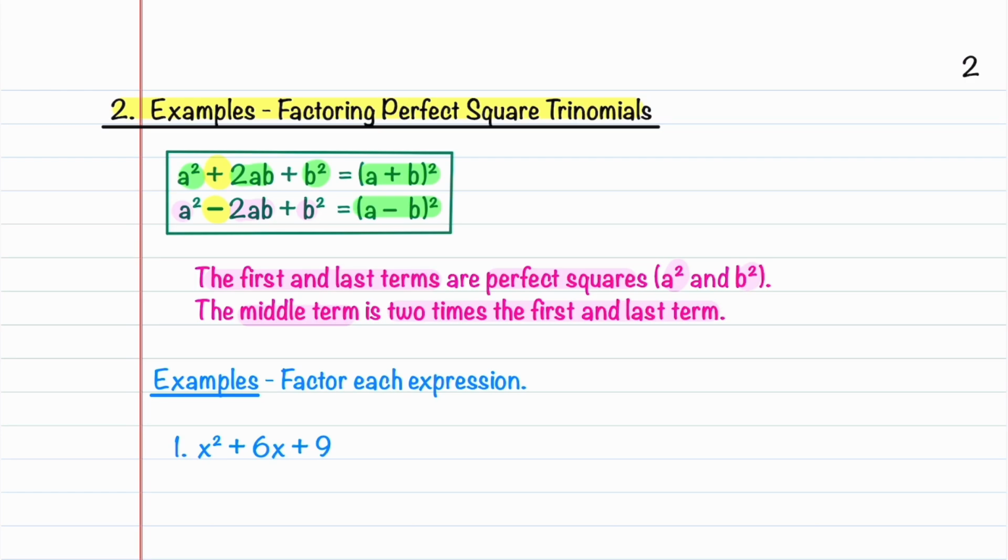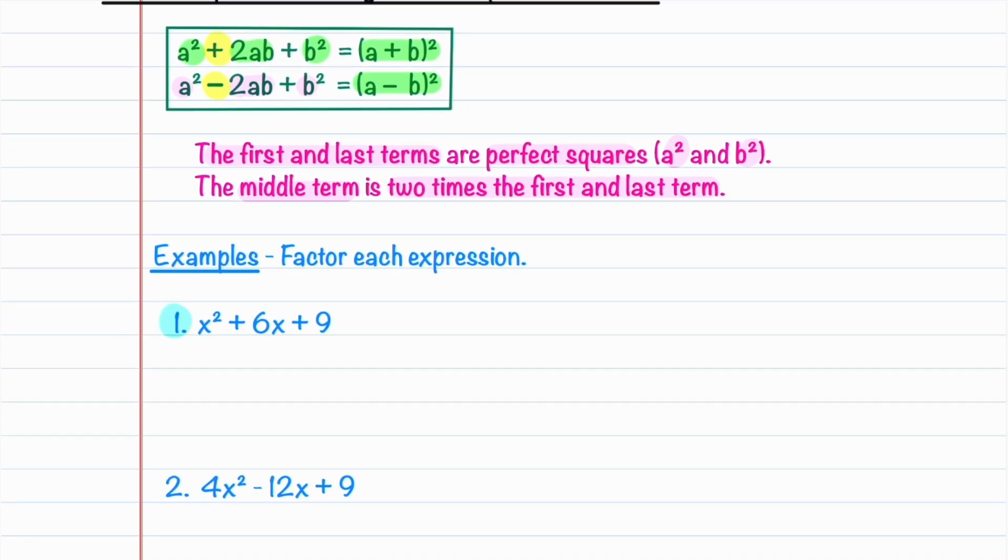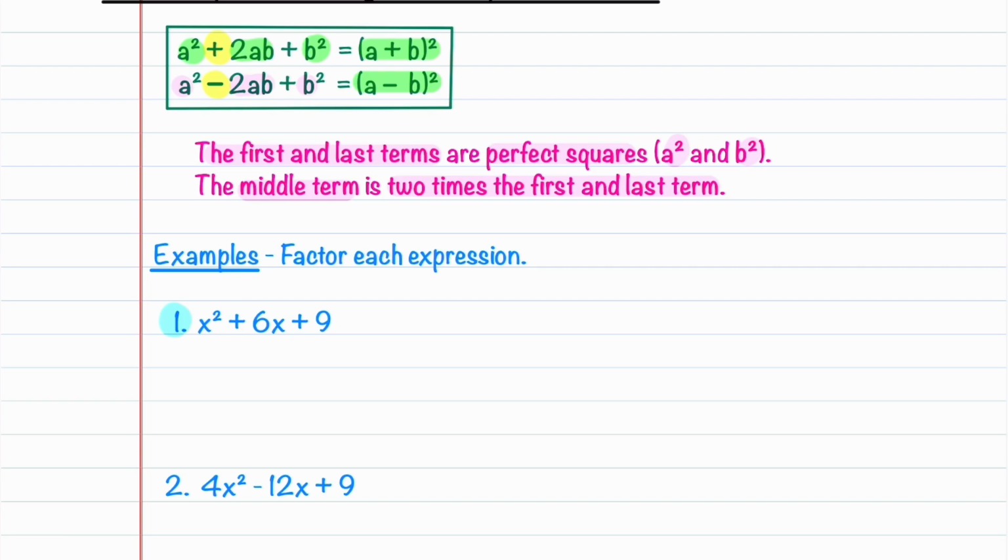Let's now walk through some examples. In our first example, we're going to factor x squared plus 6x plus 9. To solve these types of problems, we're going to let our first term be equal to a squared. So I'm going to write down that x squared is a squared. So that tells us that our a is just equal to x. And then our last term, 9, is going to be our b squared. So that tells us that b is equal to 3, just taking the square root of both sides.